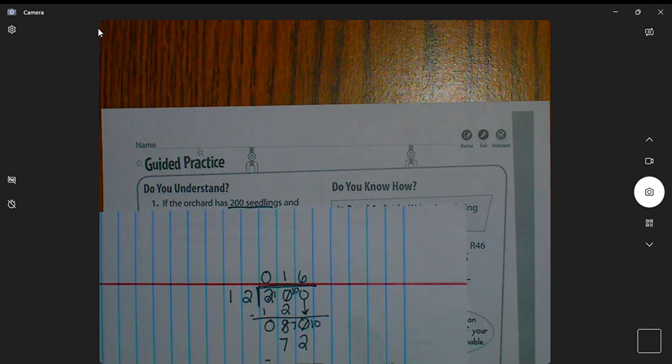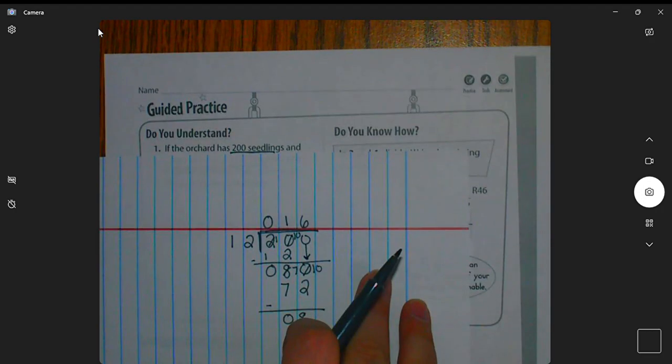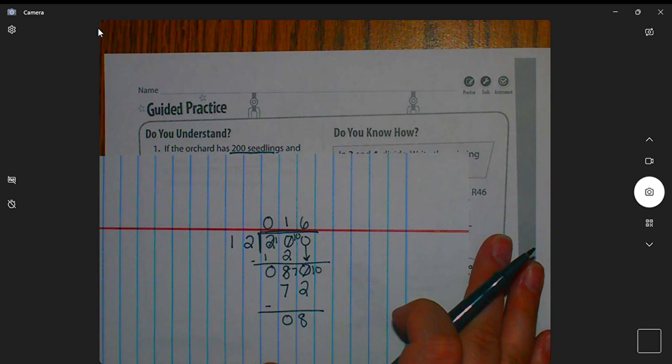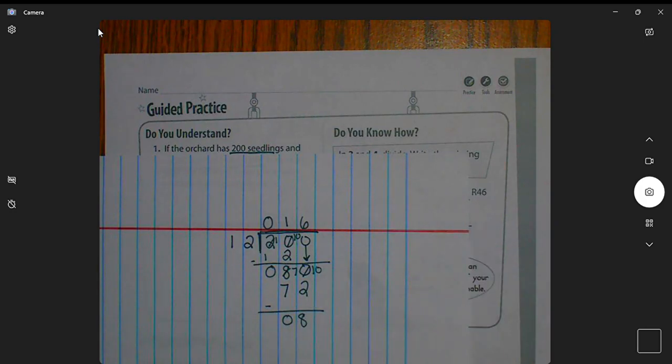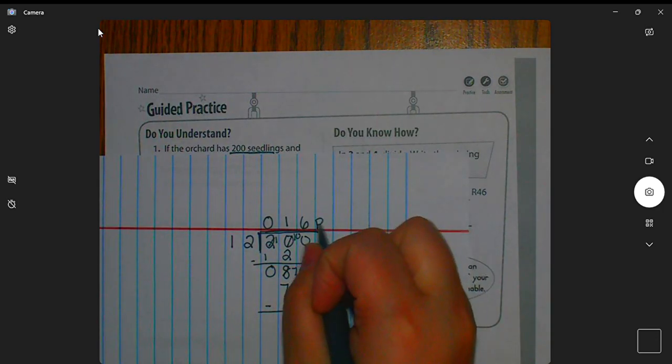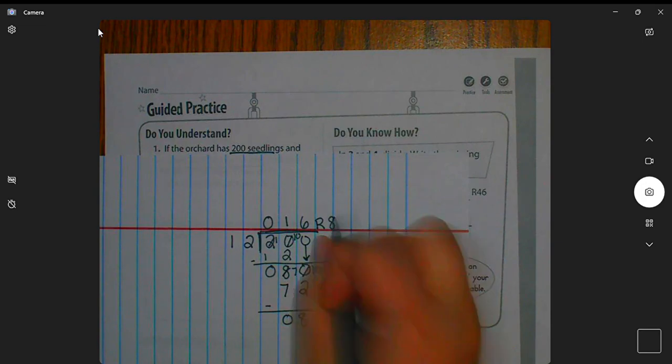Can I go any further? Can I make 12 divide 8 into a smaller piece? I cannot. So I am done. I have to come back up top and say remainder 8.